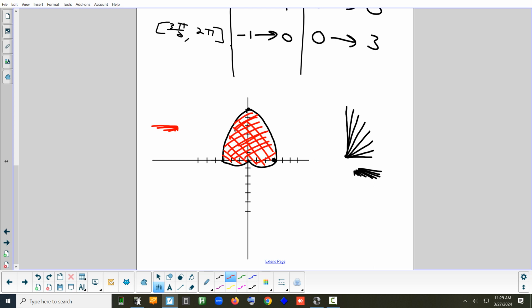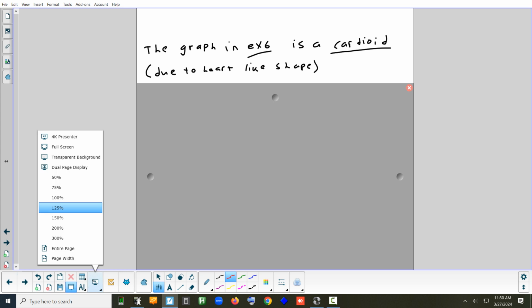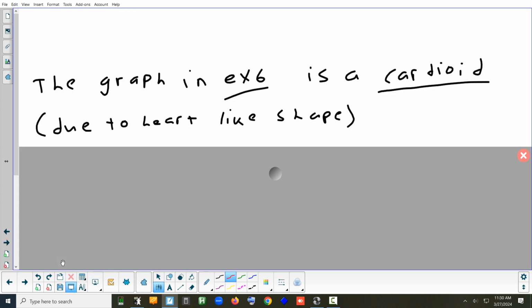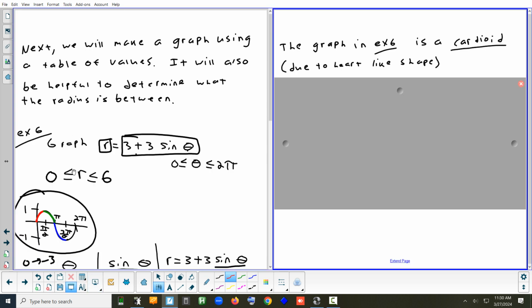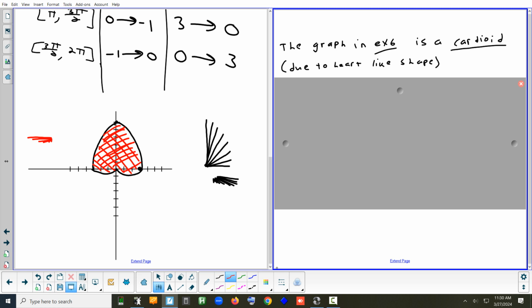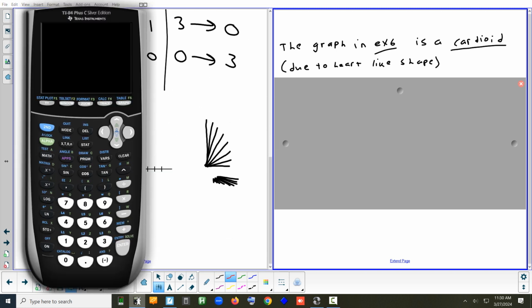Because of the exact appearance of a heart from my picture, that's just the name that we call this, which is a cardioid. Cardioid. Now, depending on the window you set on the calculator, it can look more or less like a heart. Sometimes if you squish it, it starts looking more rounded. But let's type that in and see what it looks like.